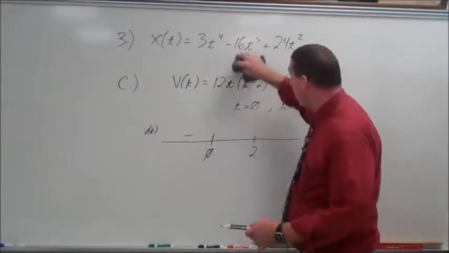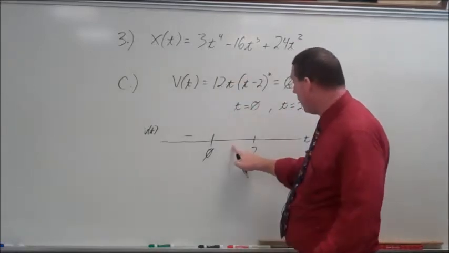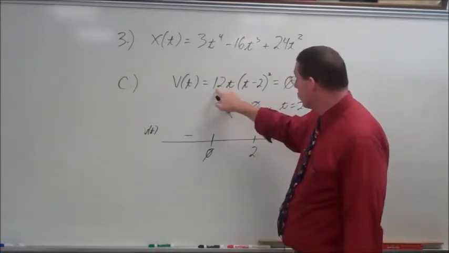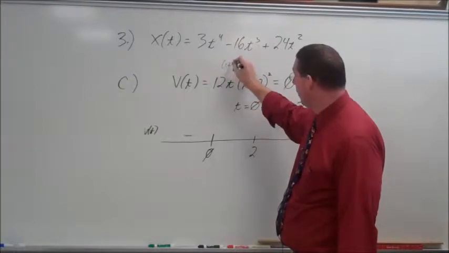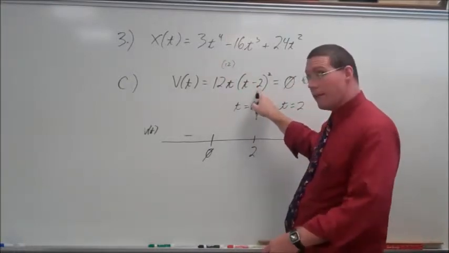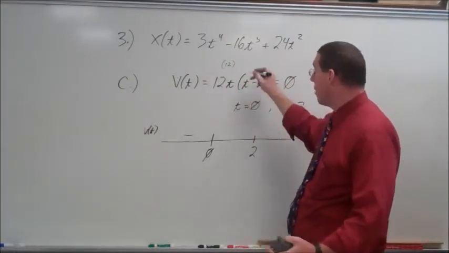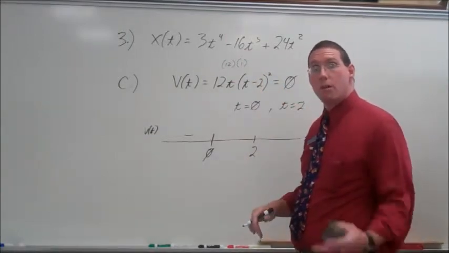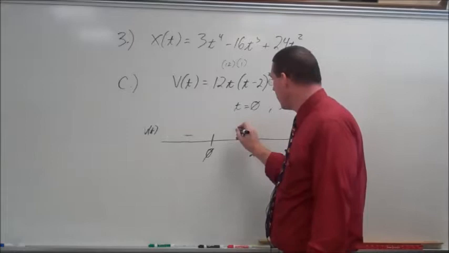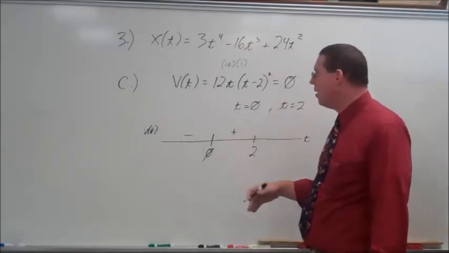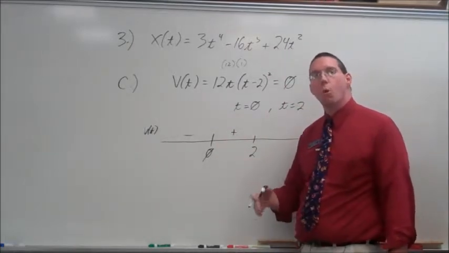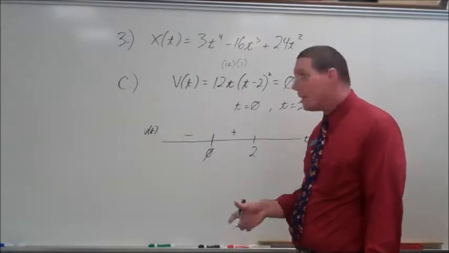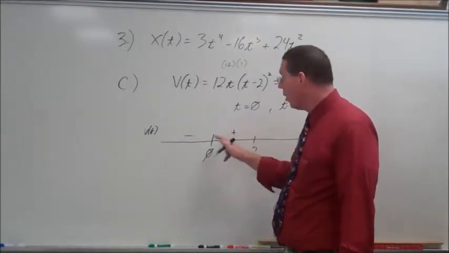How about 1? If we plug 1 in here, 12 times 1 is 12. 1 minus 2 is -1. -1 squared is +1, so it's 12 times +1, which is a positive value. So that means that between 0 and 2, velocity is always positive, meaning it is moving to the right. Oh, look at that.